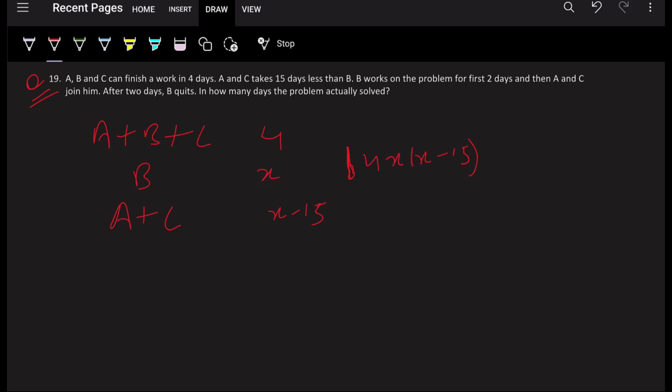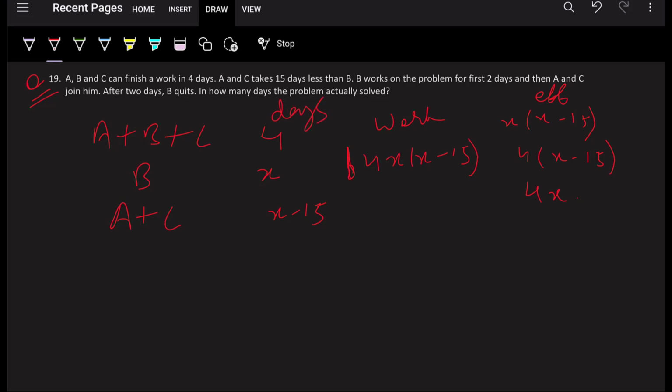Now what will be the efficiencies? The efficiency of A plus B plus C will be 4x into x minus 15 divided by 4, so it will be x into x minus 15. Now the efficiency of B will be what? 4 into x minus 15. Now the efficiency of A plus C will be what? This divided by x minus 15, so it will be 4x. Now we got the efficiencies.